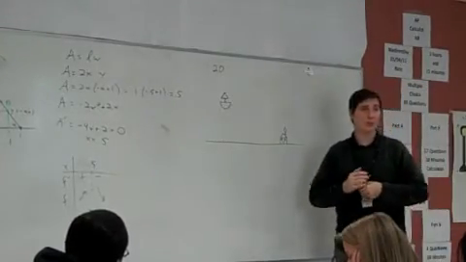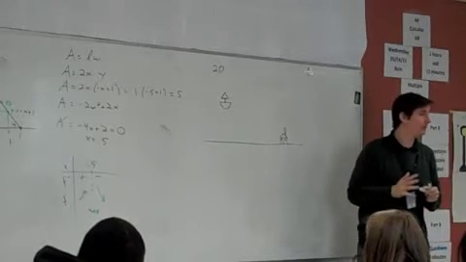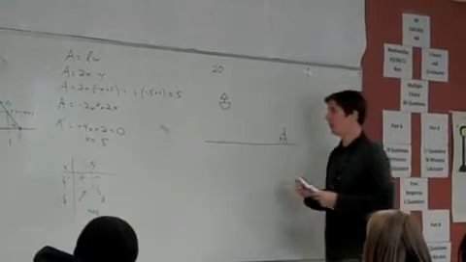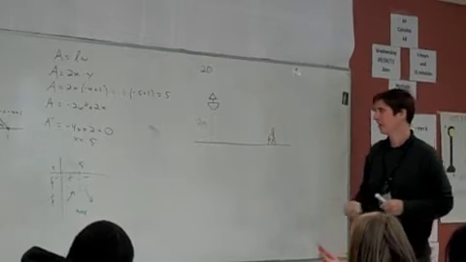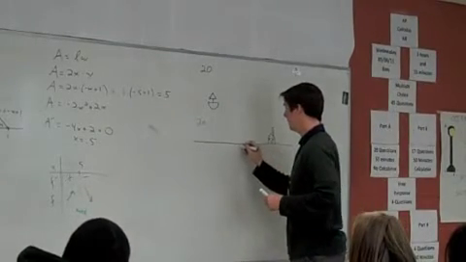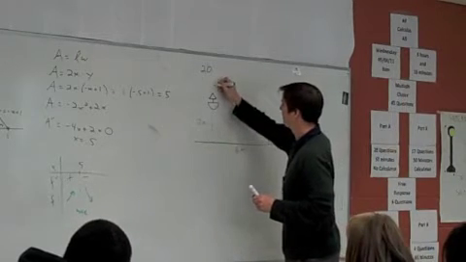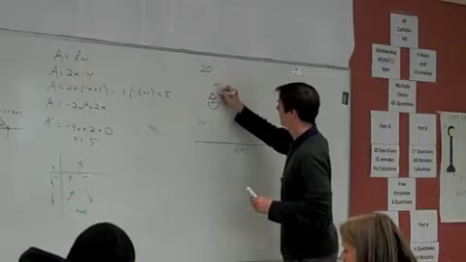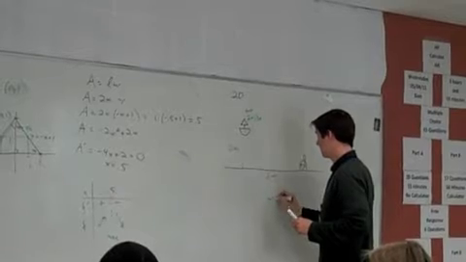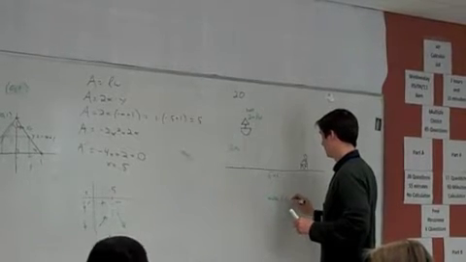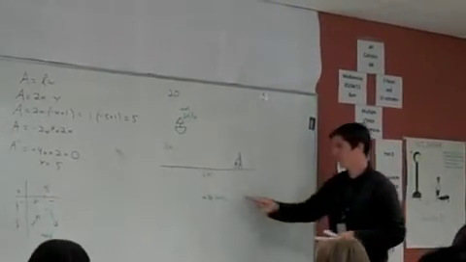Okay, so what do we know about this boat problem? The boat's 2 miles offshore, okay? And this distance from here to here is 6 miles. She rows at 2 miles per hour, so the boat goes 2 miles an hour, and she walks 5 miles per hour. Doesn't make any sense, right?